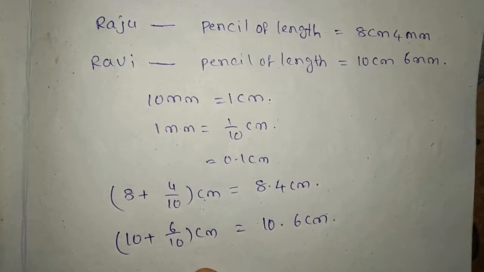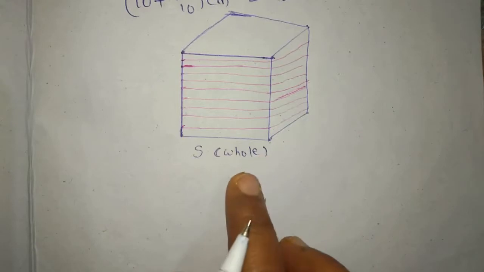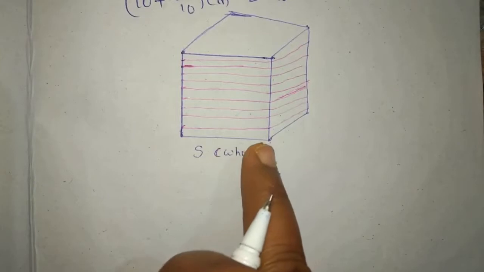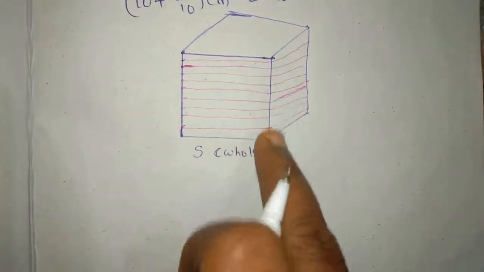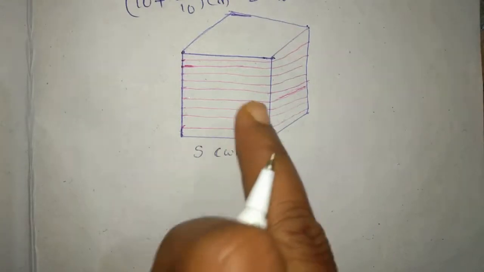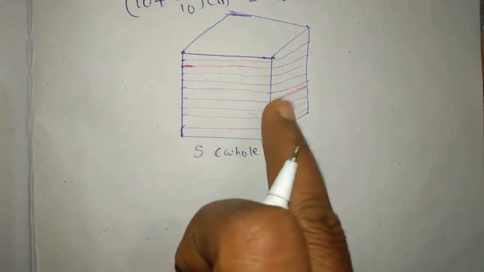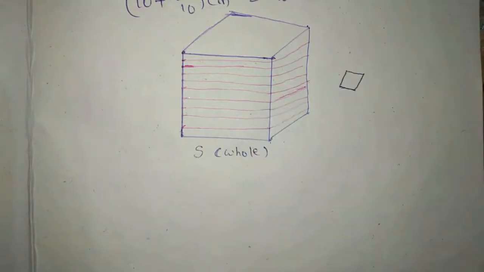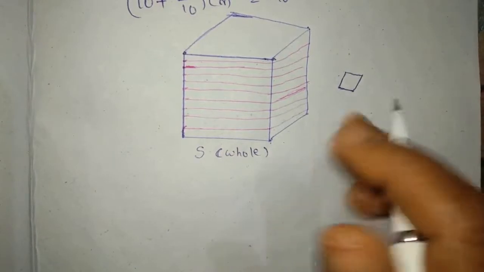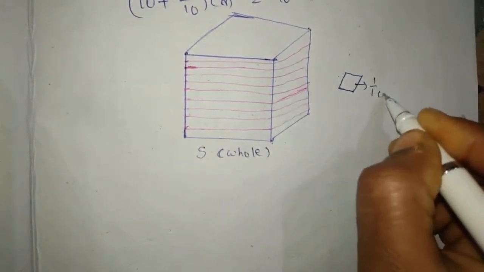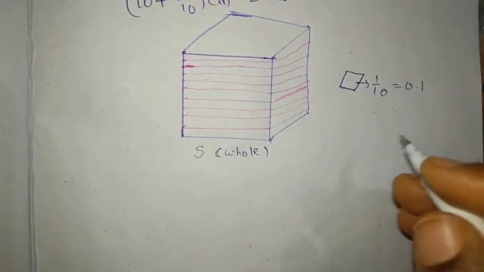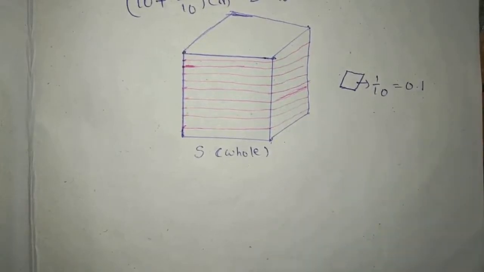To understand more about the decimal tenths part, let us represent the whole by a block. This represents the whole. If the block is divided into 10 equal parts, each part represents 1/10. This can be written as 1 by 10, that is equal to 0.1.